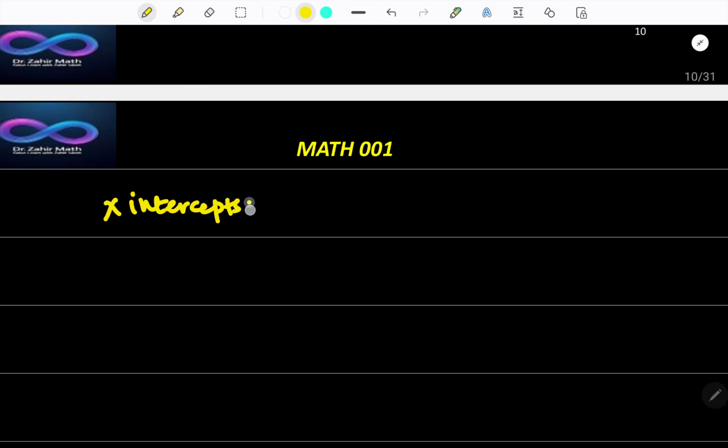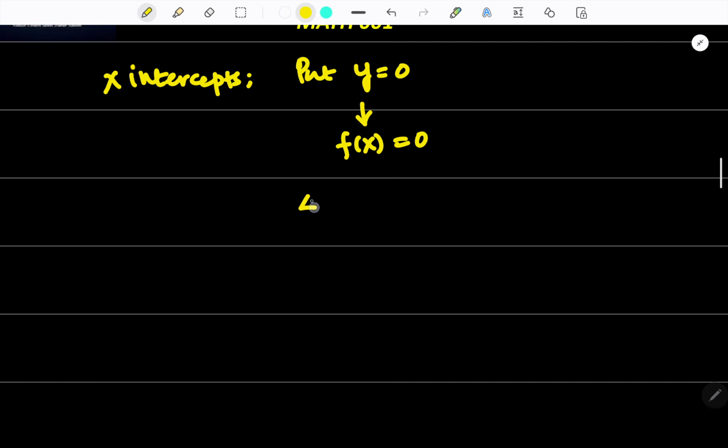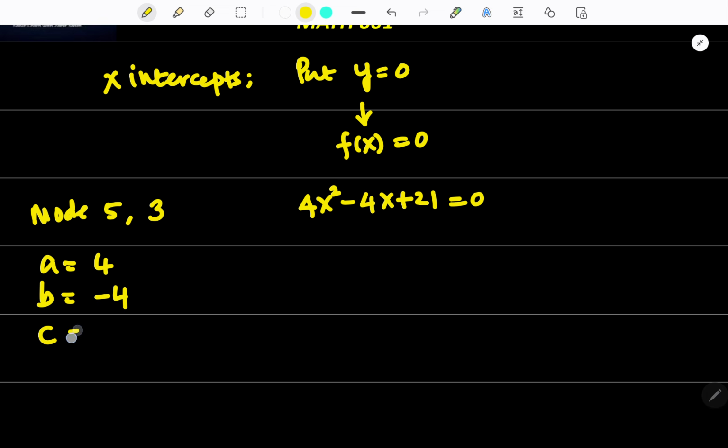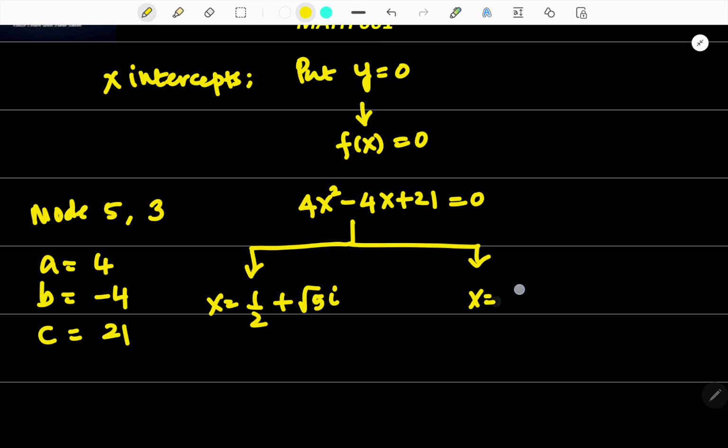The next we are going to find the x-intercepts. X-intercepts means put y equal to 0. So y means your f of x is equal to 0. So what's your f of x? 4x squared minus 4x plus 21 equal to 0. Go to calculator, mode 5, 3. It will ask A is 4, B is negative 4, C is 21. If you enter it in the calculator, we will get two values. X is equal to half plus square root of 5 i and x is equal to half minus square root of 5 i. Look here, this is complex.